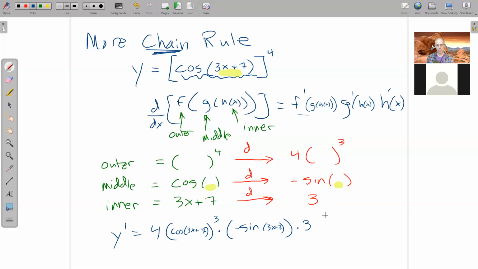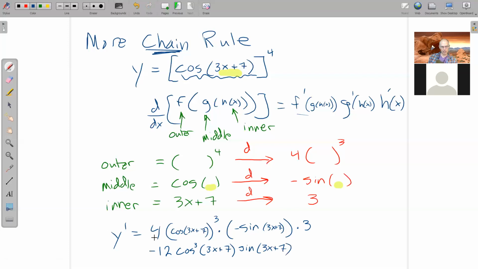And then we just try to clean that up if necessary. And it is necessary. So let's see, we've got a 4 times a negative 1 times a 3. So I'm going to get a negative 12. And then cosine cubed, I could just write as cosine cubed like that, 3x plus 7. And then I took the negative up front already, so then I just get the sine. It's a lousy S. Better. Sine of 3x plus 7.